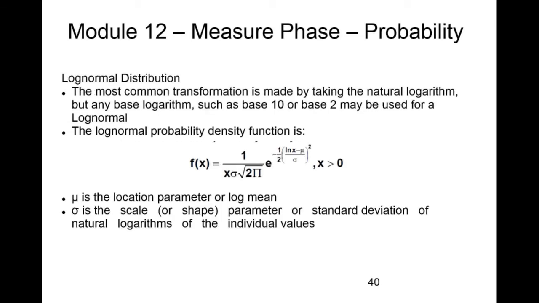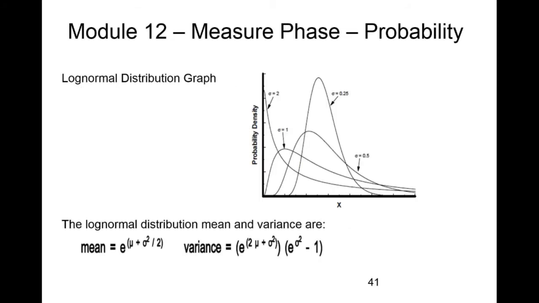Log normal distribution is the most common transformation. The most common transformation is made by taking the natural logarithm, but any base logarithm such as base 10 or base 2 may be used. The formula looks like that. And the graph looks like this. And the mean and variance are below.